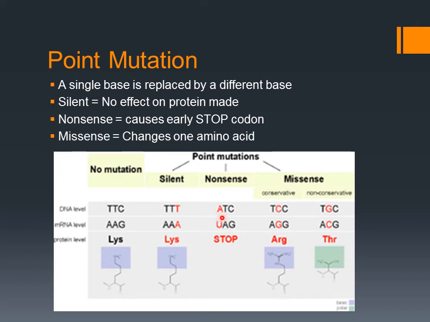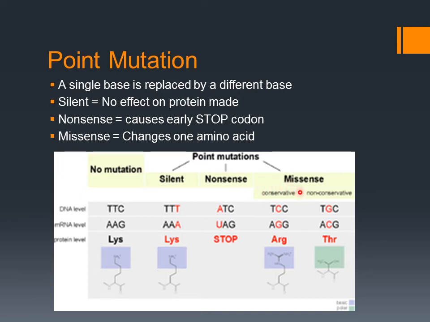Now, if we change the first letter of the triplet, and we end up having a U in the mRNA instead of an A, that's coding not for an amino acid, but that's a stop codon. And so the protein stops being made altogether. So that's making a really big difference in the protein synthesis. That's called a nonsense mutation, when you have a premature stop codon.